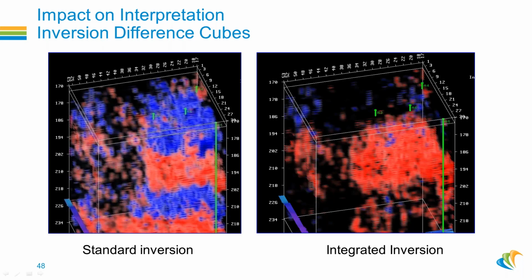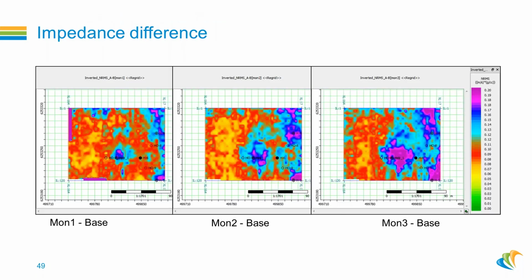Or you can calculate differences for different monitors. I have 3 monitors, and the impedance differences at the reservoir. You see monitor 1, monitor 2, and 3. I can create these acoustic impedance differences. So this will give me some sort of quantitative measure of the acoustic impedance variations. So I can use these variations, for example, to estimate saturation changes or pressure changes by relating this acoustic impedance to the saturation and pressure changes. This can be done in the rock physics modeling part.